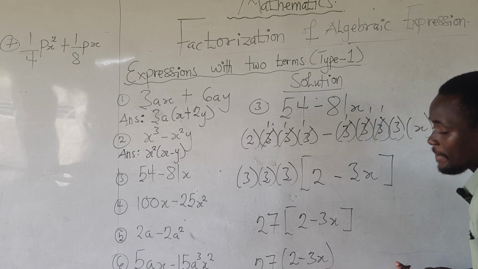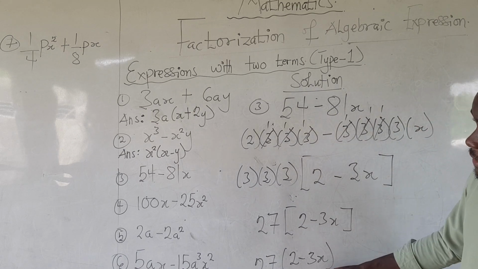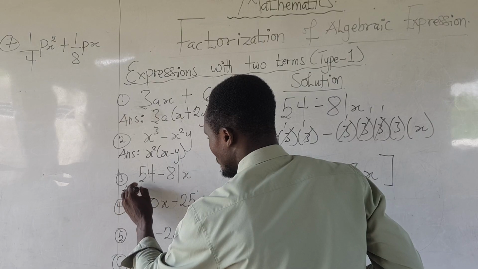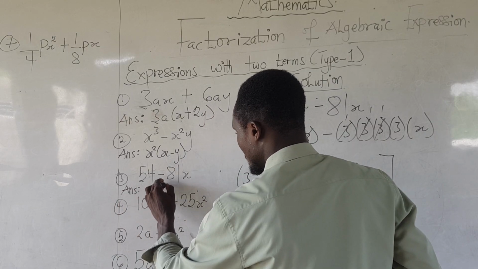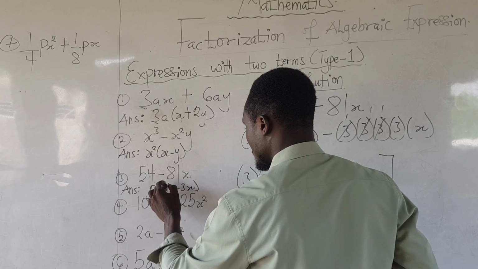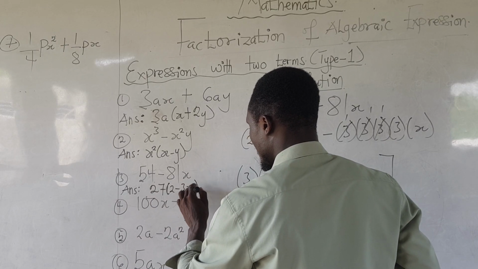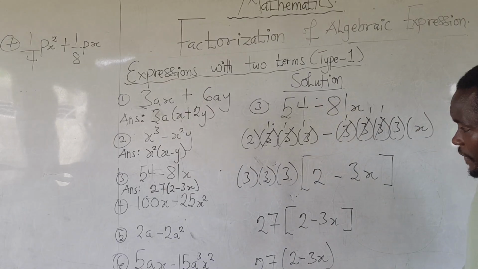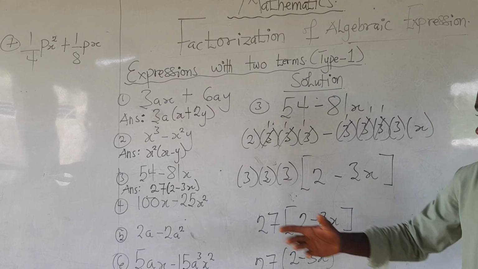So this is what I am getting for factorization. So our answer for question number 3 is 27 in a bracket, 2 minus 3x. So that's what we are getting for question number 3. I believe you are following and you are getting the concept. Very good. So now we dive into question number 4.